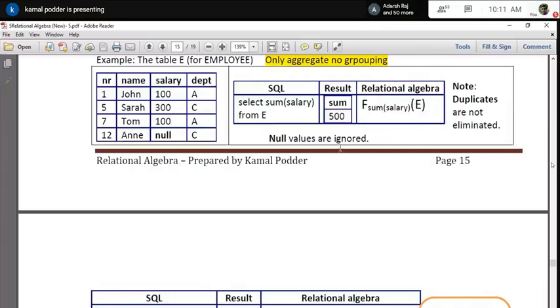Just remember one thing here: there are two records here, both are 100. I have already told you that in relational algebra, if you operate on tuples, it automatically drops the duplicates. But in this case, it will not drop the duplicate. It will just add and give the result. So please remember that when you apply this aggregate function, it does not drop the duplicates, although it is a relational operation.